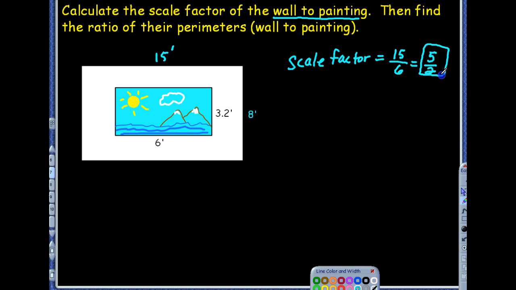I was just predicting that from the last slide. That's exactly right. So the scale factor would be 5 over 2. Now, you could write it like this, of course. We just often write it as a fraction because we can do more with it. All right, so that's the first thing.